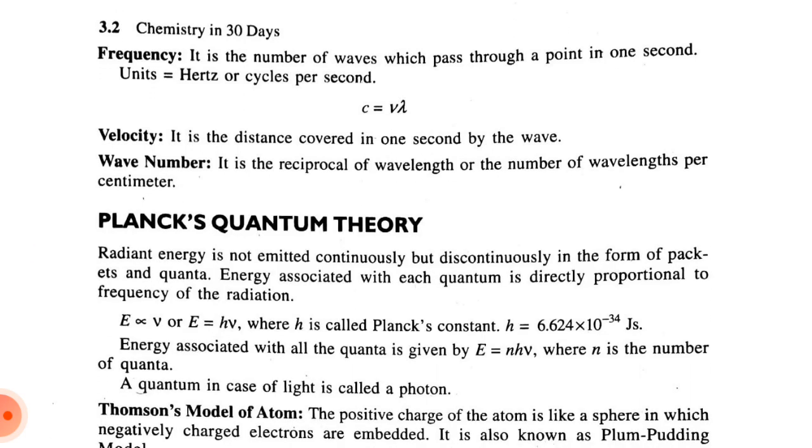Frequency. It is the number of waves which pass through a point in 1 second. Unit is hertz or cycles per second. c equal to nu lambda. Velocity. It is the distance covered in 1 second by the wave. Wave number. It is the reciprocal of wavelength, or the number of wavelengths per centimeter.